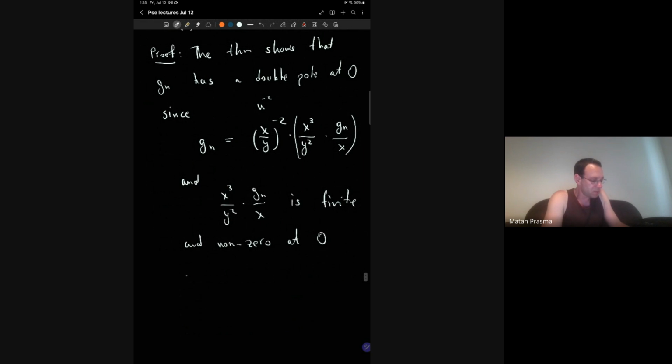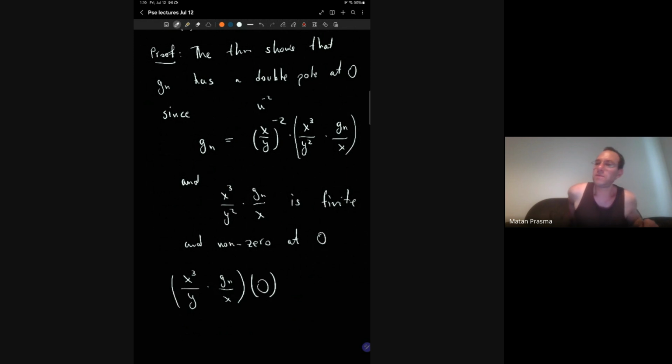What is the value? Can anybody say what is the value of this function at O? Remember, the theorem says that if you take Gn divided by x and evaluate it at O, you get 1 over n squared. So what do I get if I evaluate this product at the point at infinity? The same.